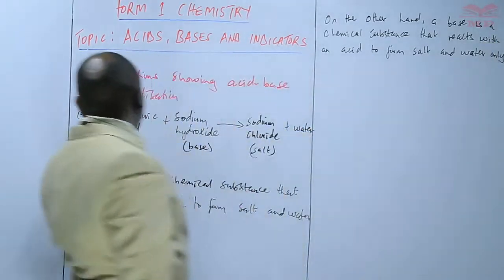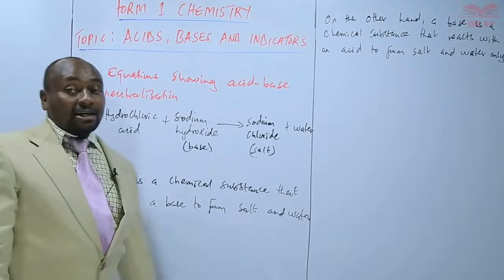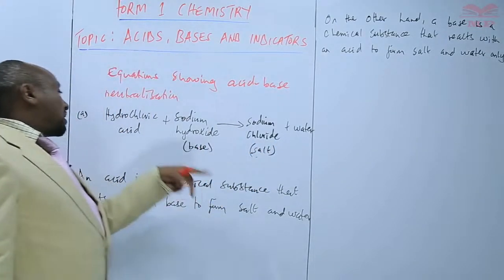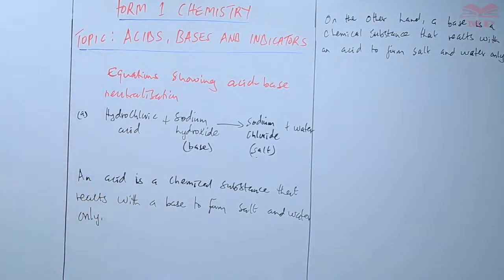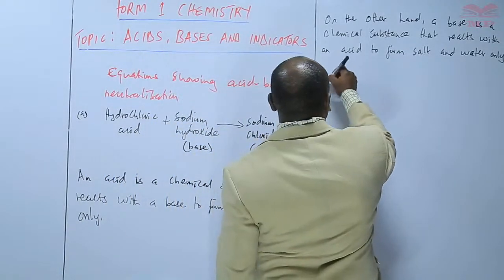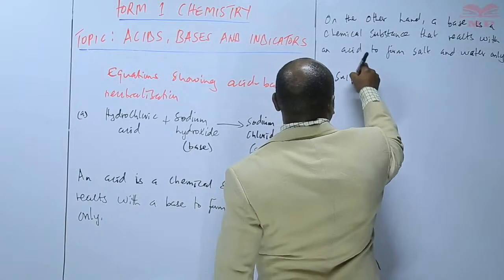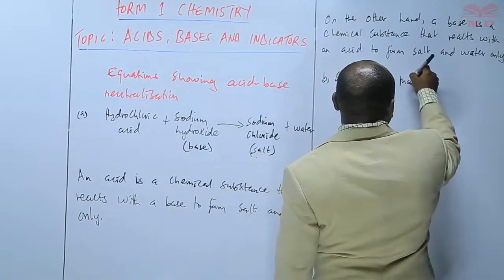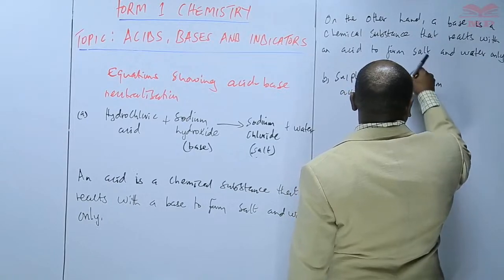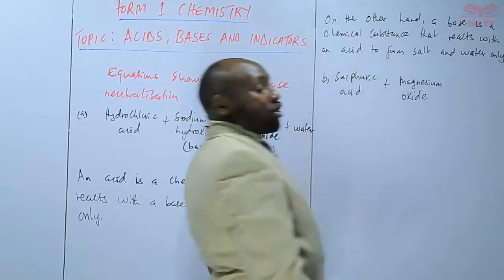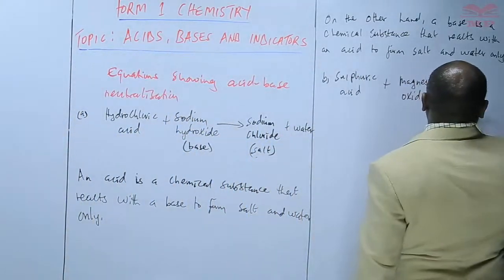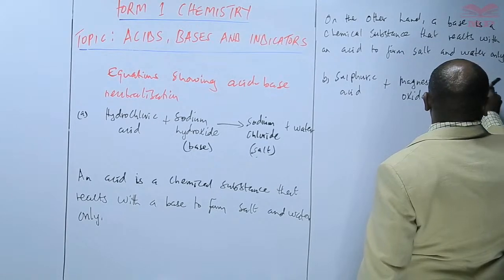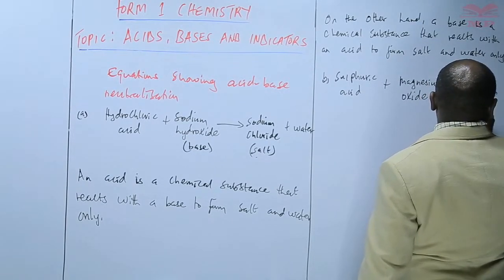So we have seen that we can use that equation to define what is an acid and also what is a base, because an acid reacts with a base to form salt and water, and a base reacts with an acid to form salt and water. So, more examples. We can have an acid such as sulfuric acid and a base such as magnesium oxide. Remember, a base can also be a metal oxide, not just a hydroxide. It can either be an oxide or a hydroxide. So here we'll get a salt, magnesium sulfate, plus water.